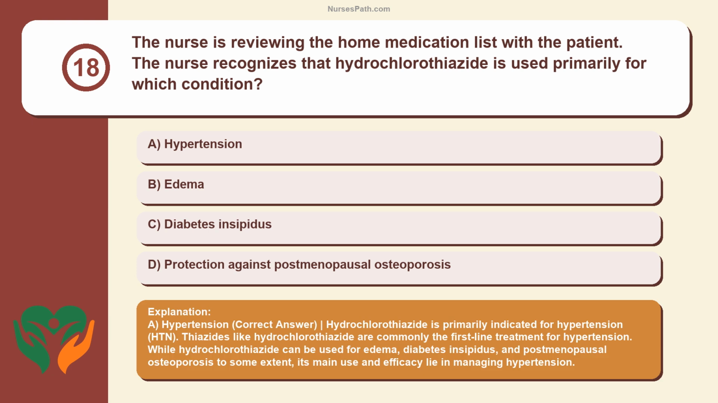A. Hypertension. Correct answer. Hydrochlorothiazide is primarily indicated for hypertension, HTN. Thiazides like hydrochlorothiazide are commonly the first-line treatment for hypertension. While hydrochlorothiazide can be used for edema, diabetes insipidus, and postmenopausal osteoporosis to some extent, its main use and efficacy lie in managing hypertension.